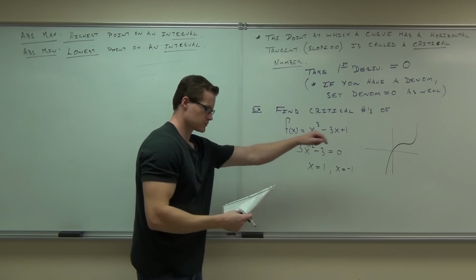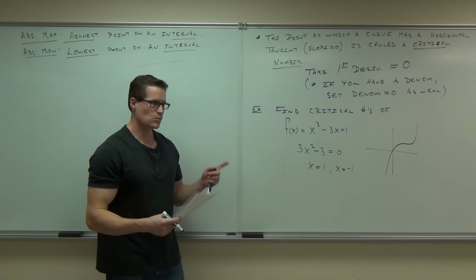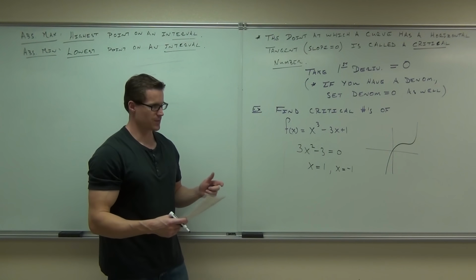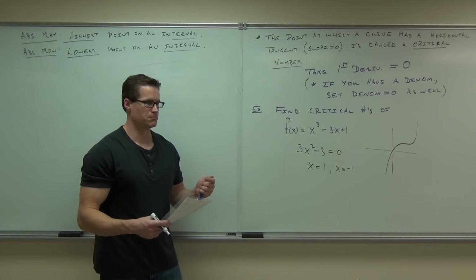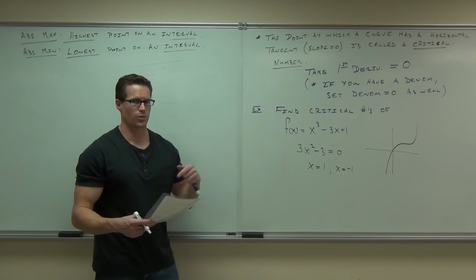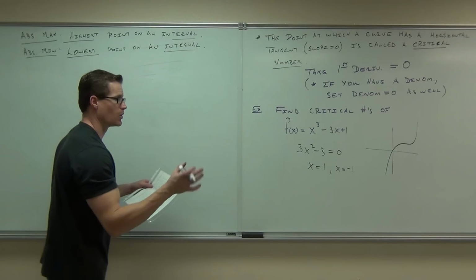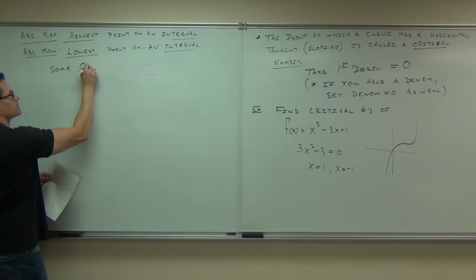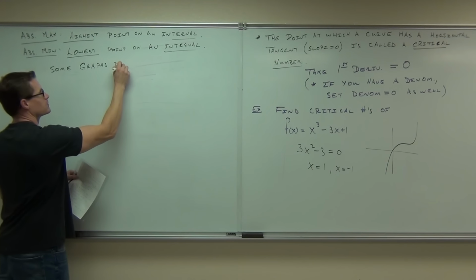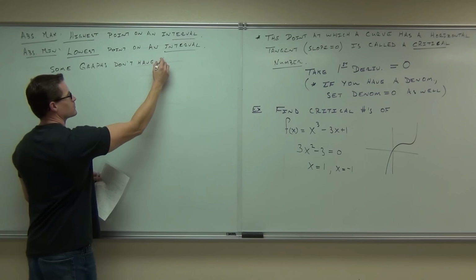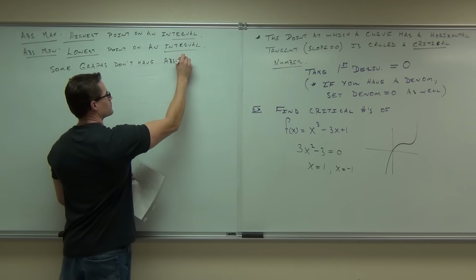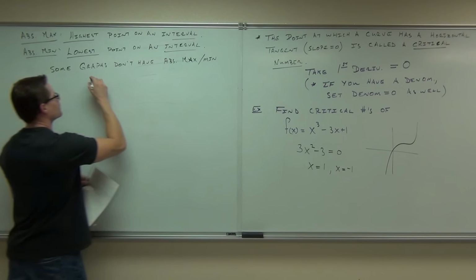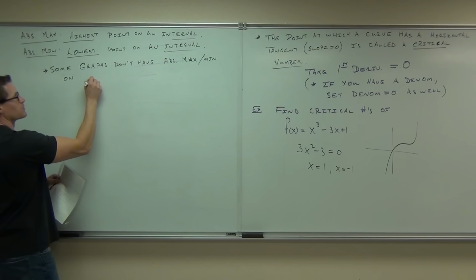Is that on an interval or on the function? On an interval. Now the interval could be from negative infinity to infinity, but a lot of graphs don't have an absolute maximum on negative infinity to infinity. In fact, lots of polynomials don't. So we talk about intervals as well. Some graphs don't have an absolute max or min on this interval.